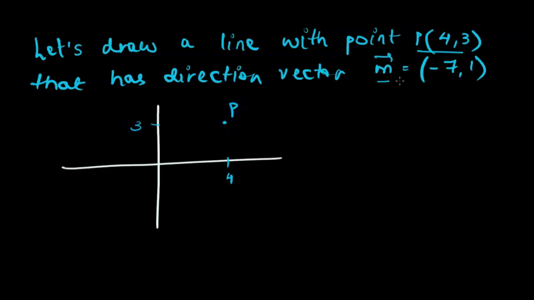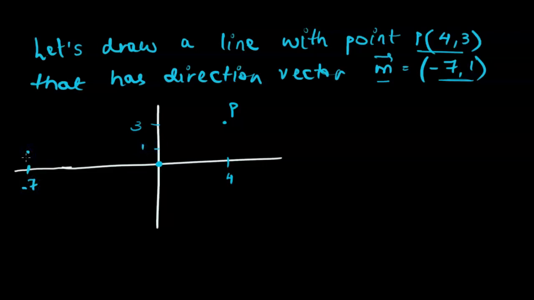We have a direction vector m that is described by -7 and 1. We know the direction vector's tail is always at the origin of the axis, and the head is always at the given point. Here the given point is (-7, 1). So let's say -7 is here and 1 is here. So this is the point given to us.